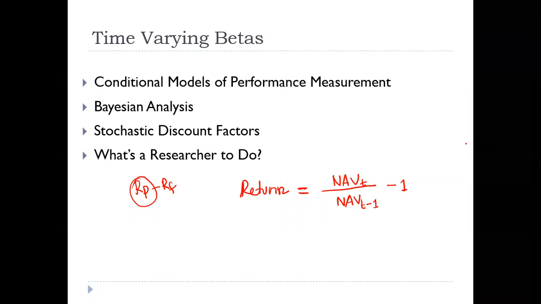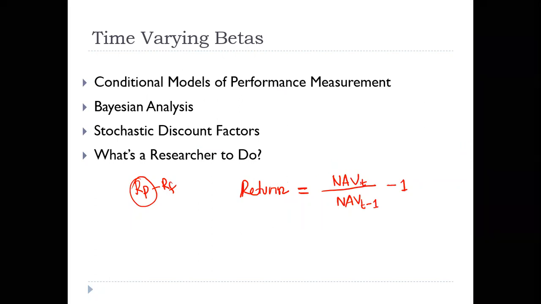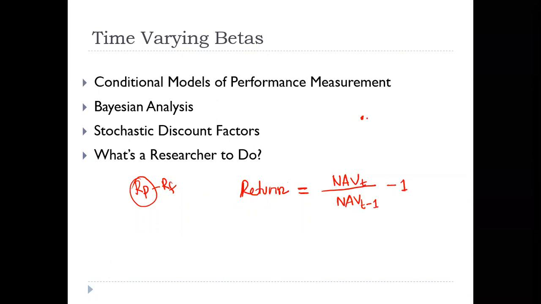Okay, the thing is that we need to be cautious that when we go for estimating this kind of return calculation, first of all, we need to assume that we need to adjust our NAV in such a way that dividend disbursed by the fund has been reinvested in the fund.